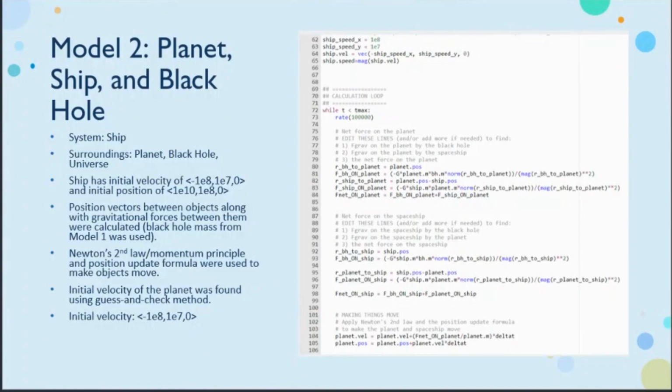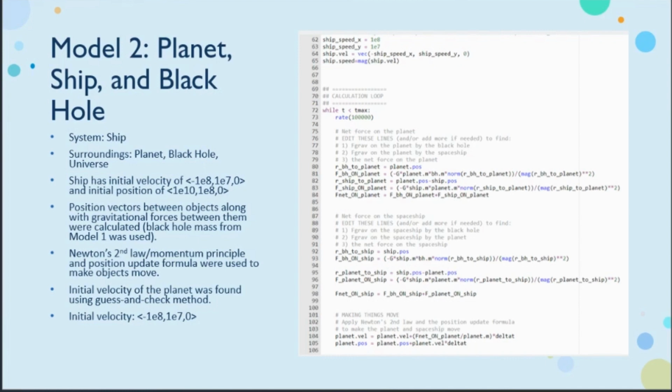The ship had an initial velocity of -1 times 10 to the 8th meters per second in the x direction, and 1 times 10 to the 7th meters per second in the y direction. It had an initial position of 1 times 10 to the 10th meters in the x direction, and 1 times 10 to the 8th meters in the y direction. The position vectors between objects, along with the gravitational forces between them, were calculated. The black hole's mass from Model 1 was used.